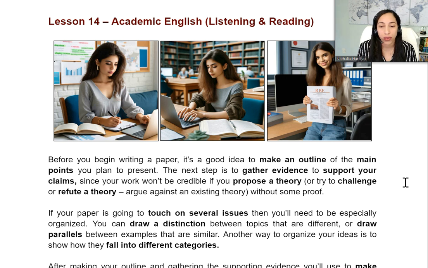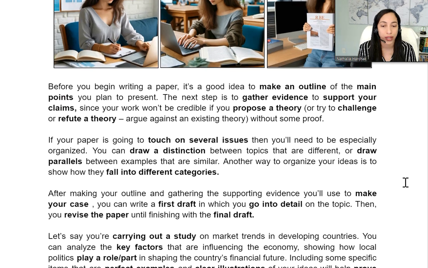If your paper is going to touch on several issues, then you will need to be especially organized. You can draw a distinction between topics that are different or draw parallels between examples that are similar. Another way to organize your ideas is to show how they fall into different categories.